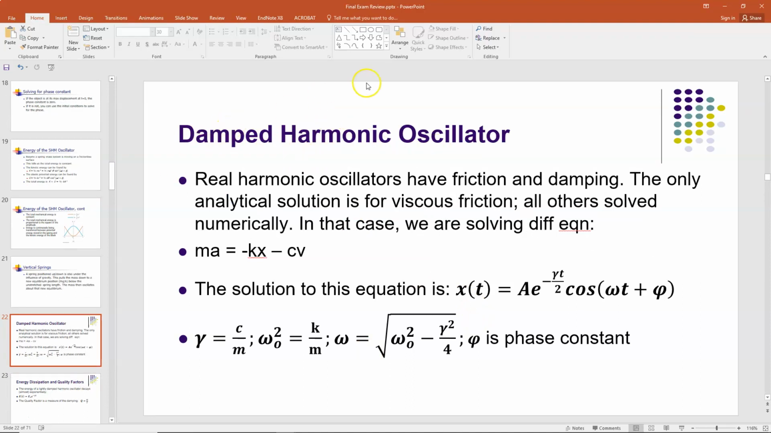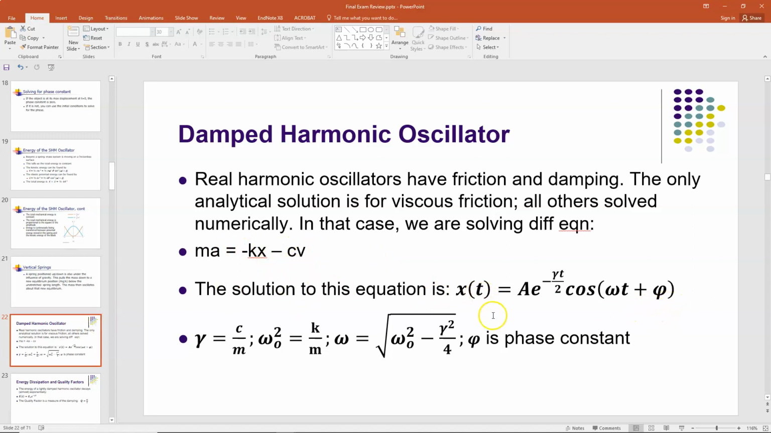But enough with simple harmonic oscillators. Real harmonic oscillators actually have friction and damping, and so in this chapter we discussed that. The only analytical solution that we have, the one that we can solve for theoretically, is viscous friction, and all others have to be numerically solved. If you're solving the viscous friction one, the differential equation that you're solving is mass times acceleration, ma, equal to minus kx minus cv. And remember that we went through the guess and check method for this.